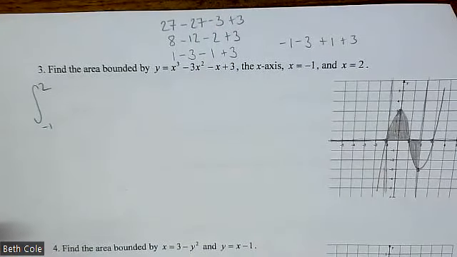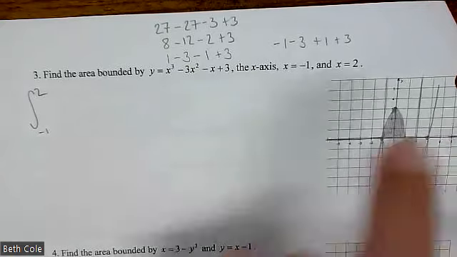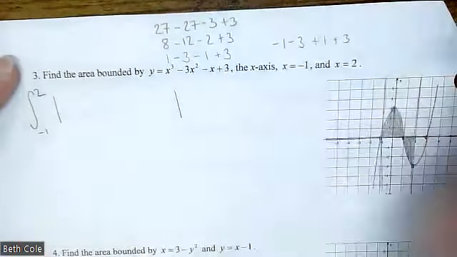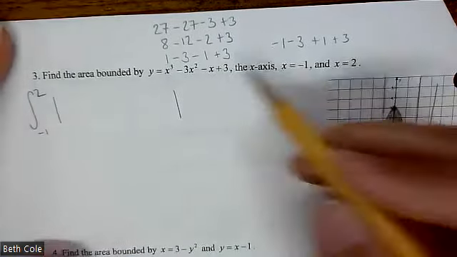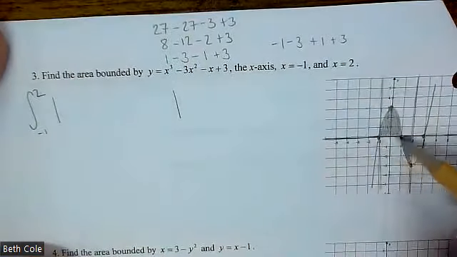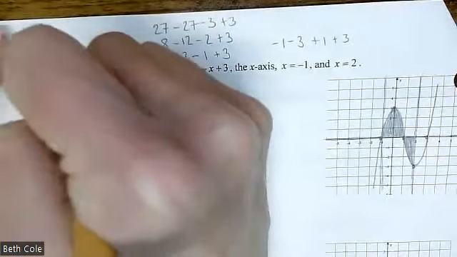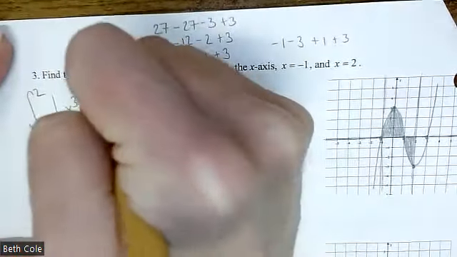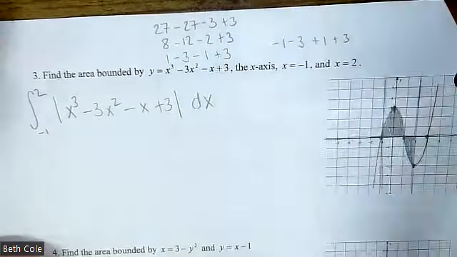Now there's 2 ways you can do this, and I'm going to explain the easier way first because that's how I'm going to type it in. I would just go from -1 to 2 and slap an absolute value around it, and it doesn't matter which way you subtract them. I would just do this one minus 0, because the other one is the x-axis, so it would just be this equation: x cubed minus 3x squared minus x plus 3 dx.